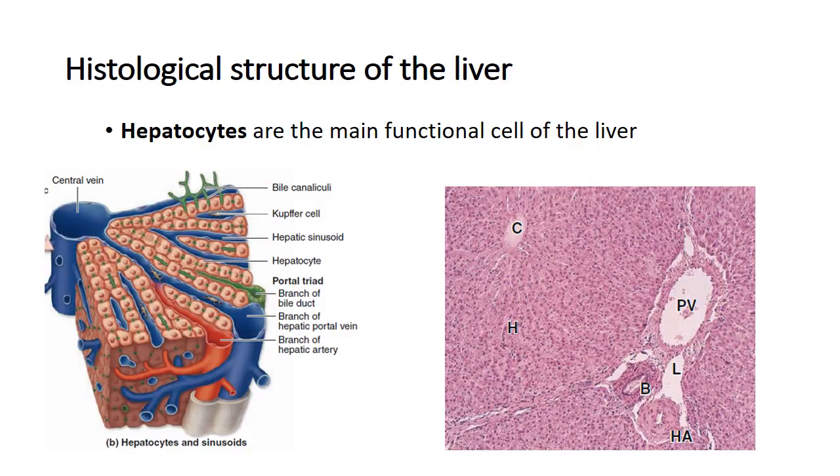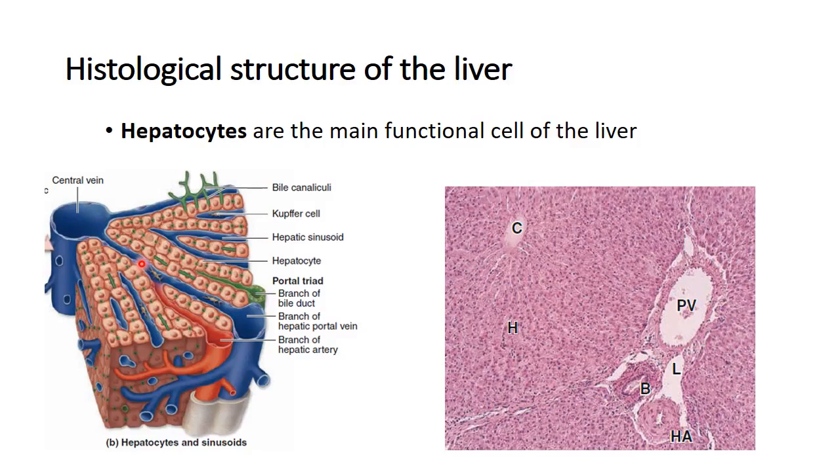So what is the main functional cell of the liver? It is called, as we said previously, the hepatocytes. These are the hepatocytes, and they fill the whole lobe and lobule, and they are present on each side of the hepatic sinusoids and surrounding the central vein.